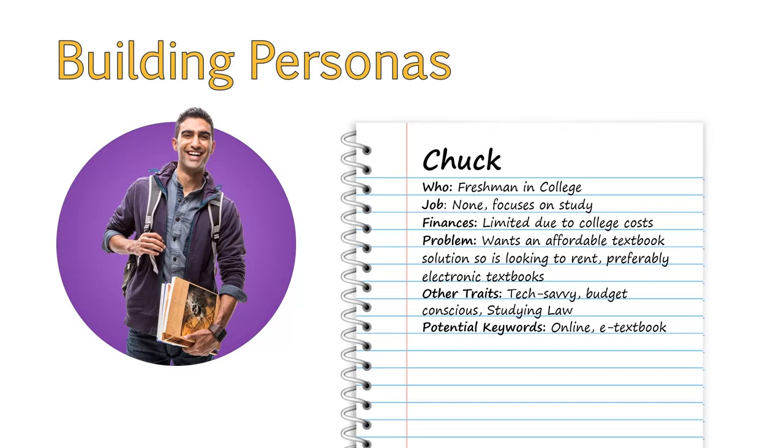Chuck currently doesn't have a job because he wanted to focus on his schoolwork and see what his workload would be like first. Due to this, he has very limited funds available and is very budget-focused. Chuck has decided it is best for his budget to rent textbooks instead of buy them. He is young and tech-savvy and reads Kindle books often, so he is familiar with how easy it is to obtain electronic books now. Due to this, he is wondering if textbooks can be rented online, or if an electronic version of that book can be rented. Chuck may use keywords like online or e-textbook to find a solution to his problem.